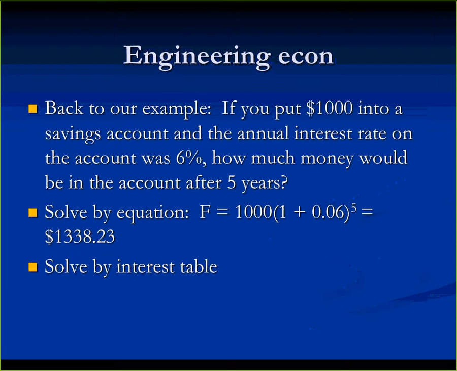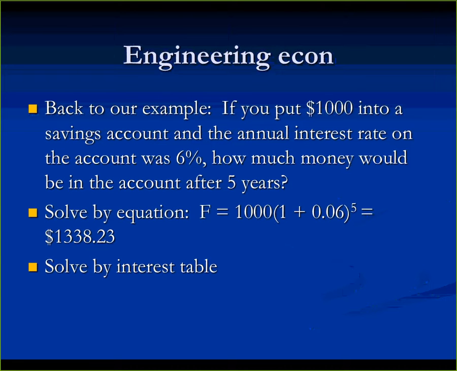So if you were to do this with a calculator, you just solve it by the equation, where the future value is equal to the present value of $1,000 times that factor of 1 plus the interest rate, 0.06, and that is an annual interest rate, and you raise that to the time period, which is 5 years, and you get $1,338.23. So you can use those equations, but it's much quicker to use the interest tables.